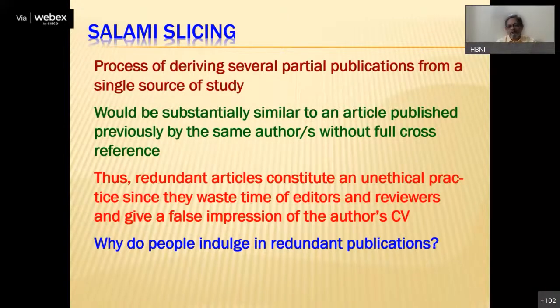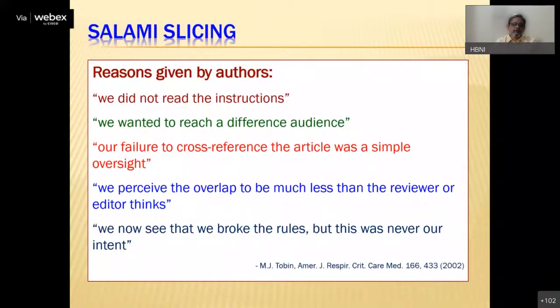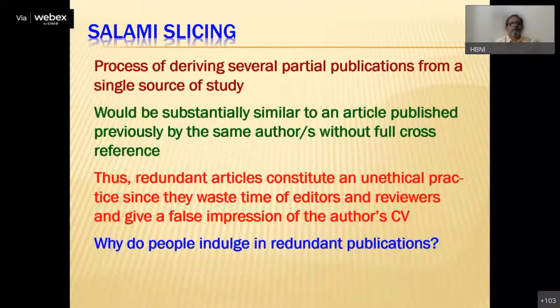So why do people indulge in such redundant publications? There are various reasons given by the authors for why they have done it. One set of authors says, we did not read the instructions. So they are quite glib excuses. We wanted to reach a different audience. Another set says, our failure to cross-reference the article was a simple oversight. Or some people say, we perceive the overlap to be much less than what the reviewer or the editor thinks, as if he is superior to the reviewer or editor as far as the publishing of a manuscript is concerned. We now see that we broke the rules, but this was never our intention. So all these are absolutely glib excuses and nothing more than that.